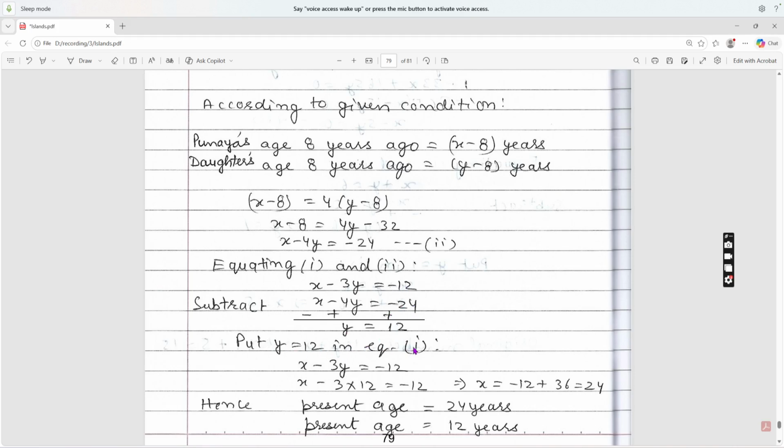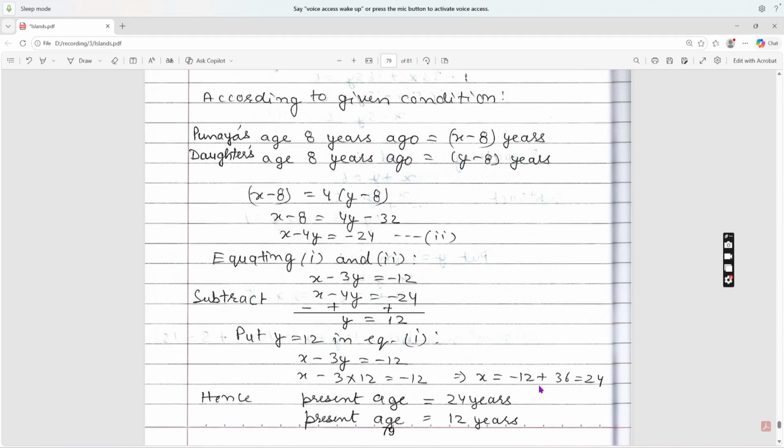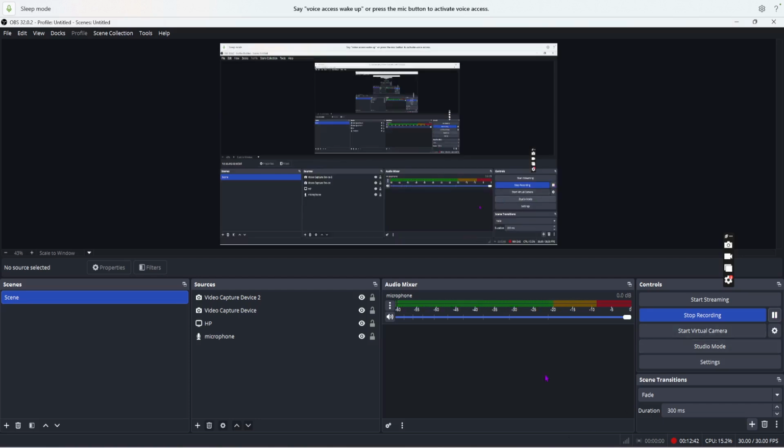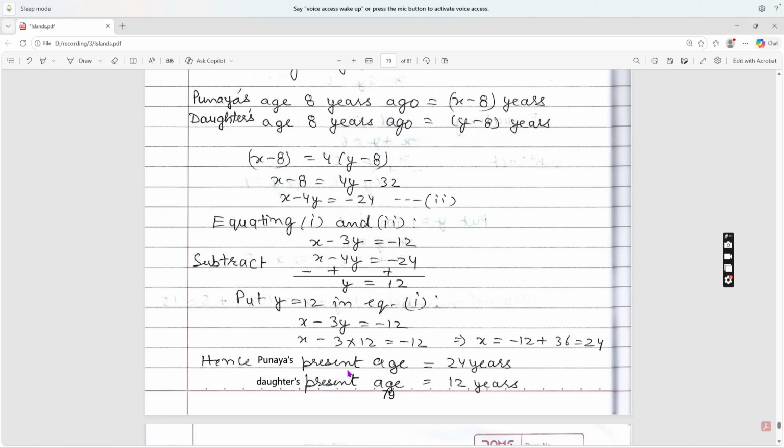Now y equal to 12, we have to put in equation 1. What is the first equation? x minus 3y is equal to minus 12. So x minus 3 into 12 is equal to minus 12. So x minus 36 is equal to minus 12. So x is equal to minus 12 plus 36, which will give us plus 24. So the present age would be 24 years and the present age would be 12 years. This is the present age of Punya and this is the present age of her daughter. In this way, Punya's present age is 24 years, which is x, and the daughter's present age is 12 years, which is y. So y is equal to 12 and x is equal to 24.